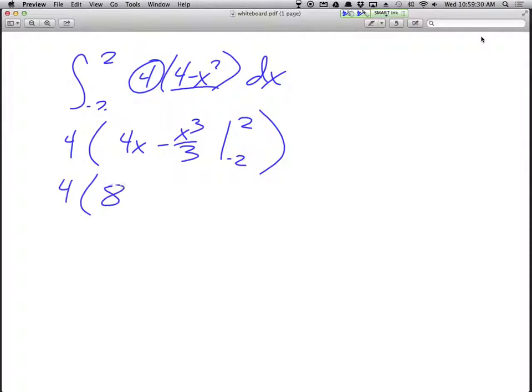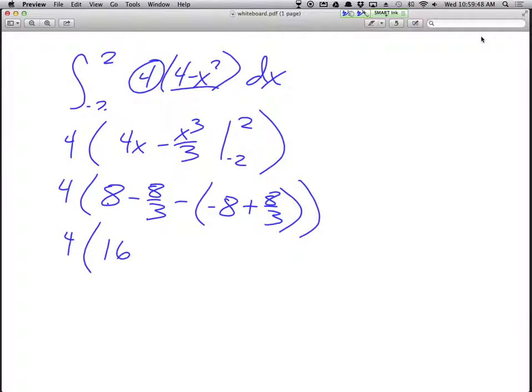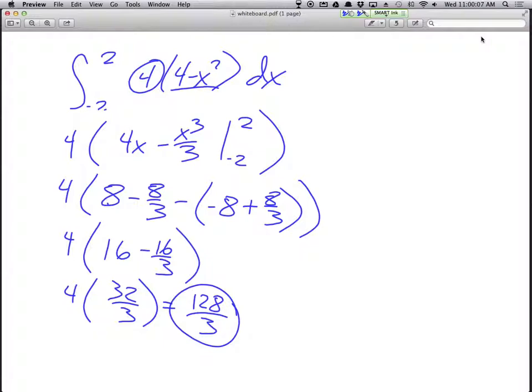Plug in 2, that's going to be 8 minus 8/3. Plug in -2, that's going to be -8 plus 8/3. So this 8 is going to turn positive, so that's going to give me 16. This 8 is going to turn negative, so that's going to give me -16. 3 times 16 minus 16 is going to be 32, which gives me 128 over 3.